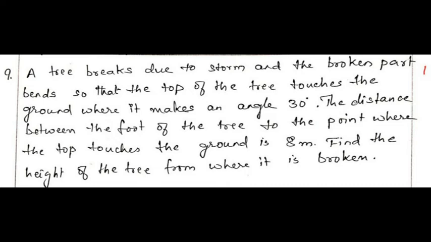Question number 9. A tree breaks due to storm and the broken part bends so that the top of the tree touches the ground where it makes an angle 30 degree. The distance between the foot of the tree to the point where the top touches the ground is 8 meter. Find the height of the tree from where it is broken.